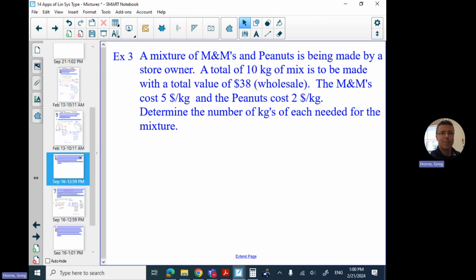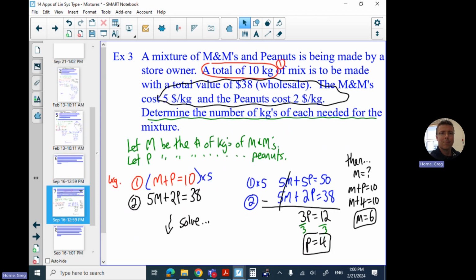I'm going to walk through a solution that's already written up. All right, so here we go. This one, same idea. We're asked a question, what's the number of kilograms of each? So let M be the number of kilograms of M&Ms, and P be the number of kilograms of peanuts. I'm totally okay with these repeated sentences going on here, just the same sentence structure.